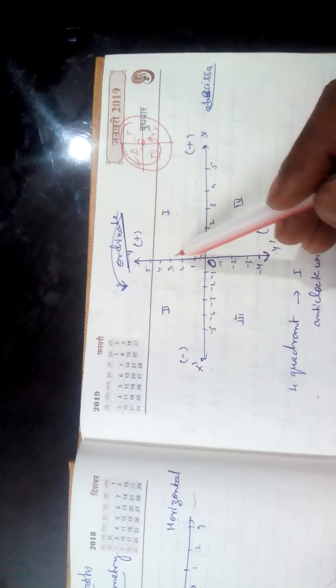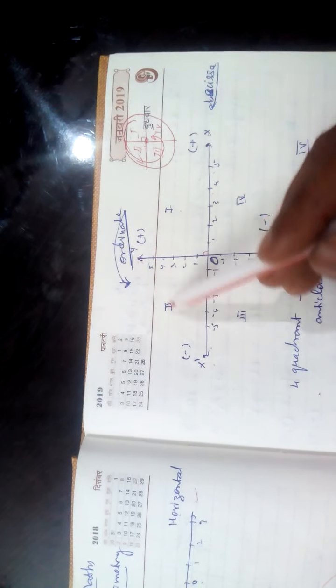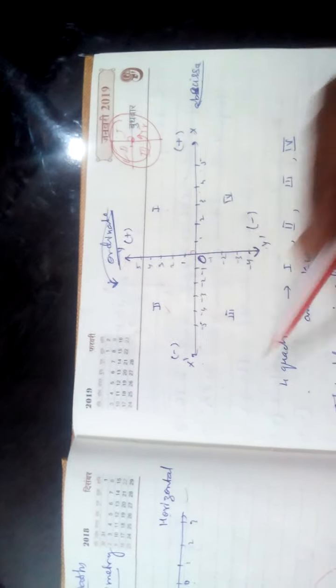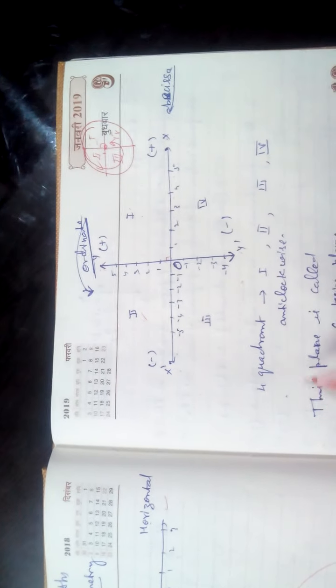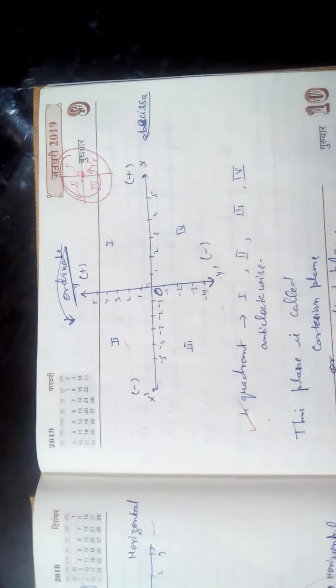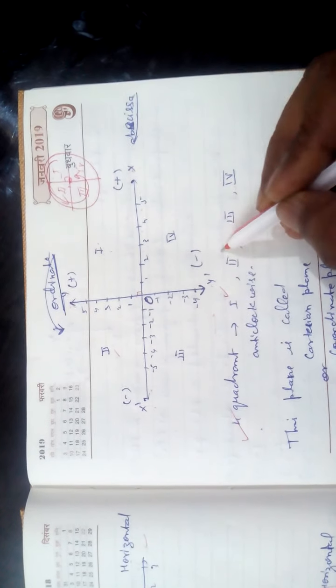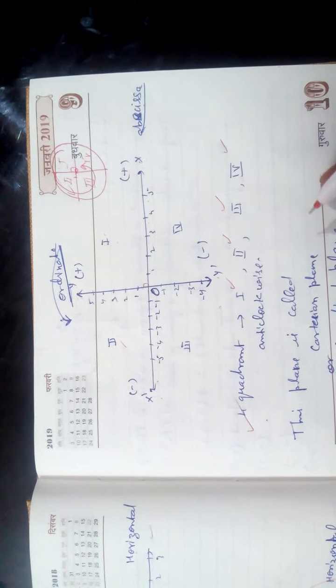Then anti-clockwise, second: here x is negative, y is positive, it is called the second quadrant. Then comes the third one, where both are negative, and then the fourth one. 1, 2, 3, 4. It is divided into 4 quadrants. Each part is one quarter, one fourth of the plane: first quadrant, second quadrant, third quadrant, fourth quadrant.